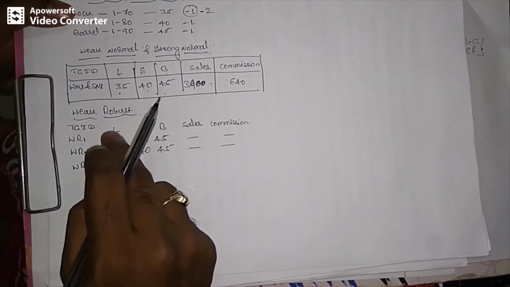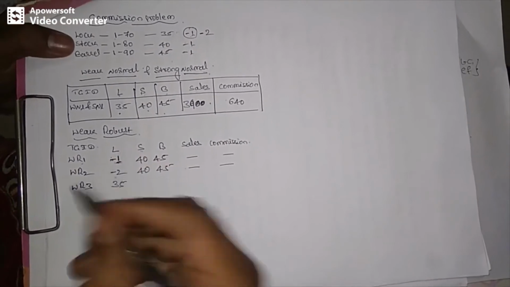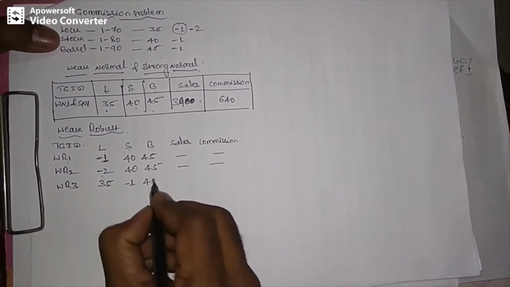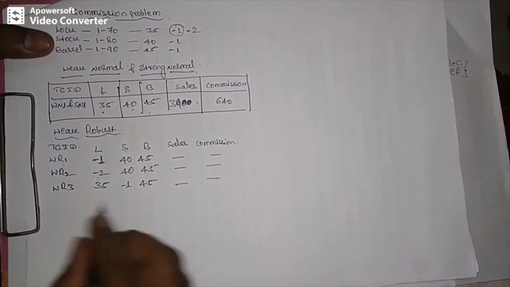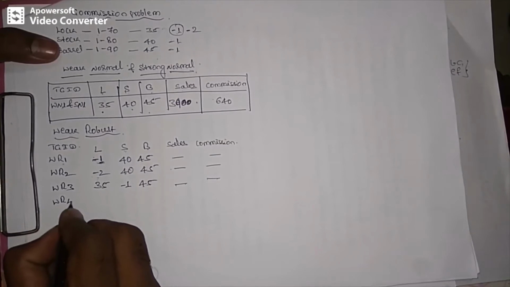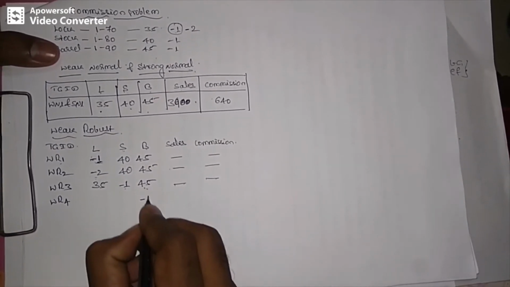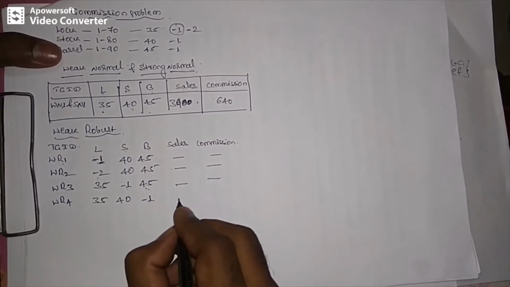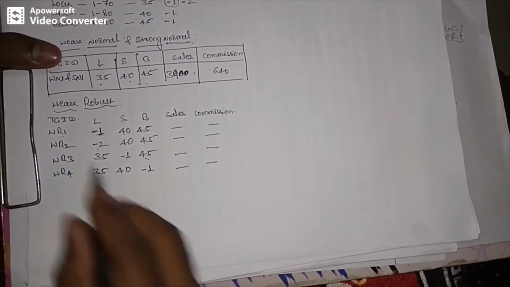Next time, lock becomes valid and stock becomes invalid. Invalid means minus 1, and the other two will be nominal. Once again there is no sale and no commission. Weak robust 4, the next term is barrel. Barrel will be invalid, and lock and stock values will be valid, and here there are no sales and commission, as I expected in the output result.